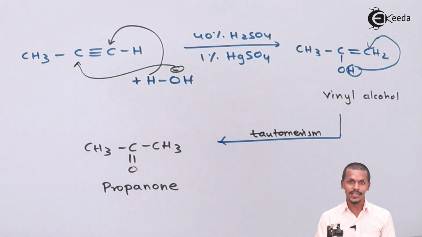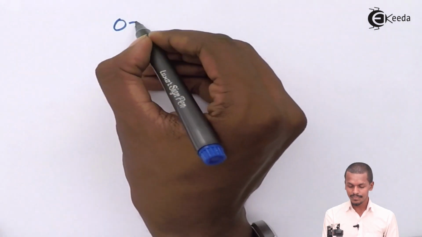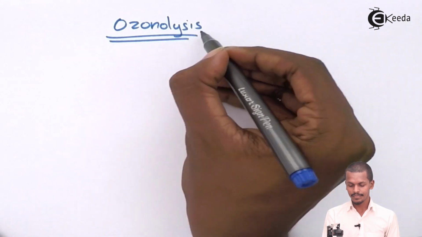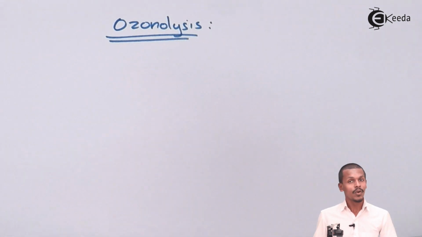So now let us move on with another type of process that we are talking about, that is ozonolysis. So now we are going to talk about the next one, that is ozonolysis. This is very similar to the alkene reactions that we have done, and we have got to know that ozonolysis is a process that could take place on the alkene. So now we are going to talk about alkynes, and in alkynes we have to perform ozonolysis.